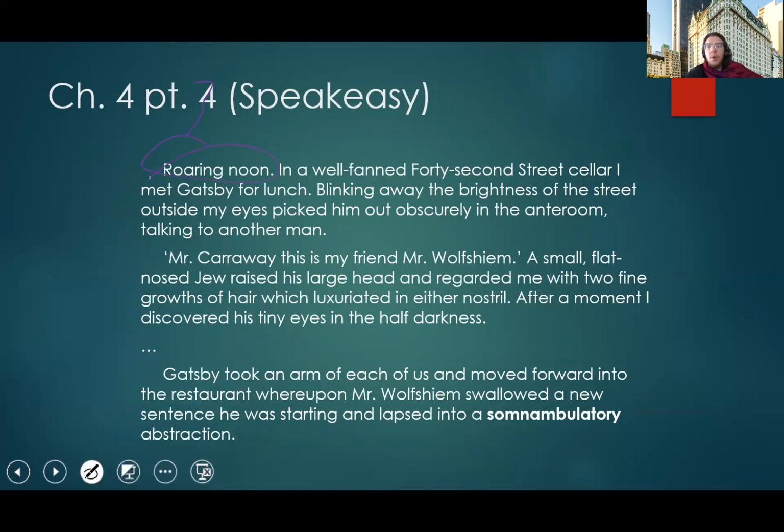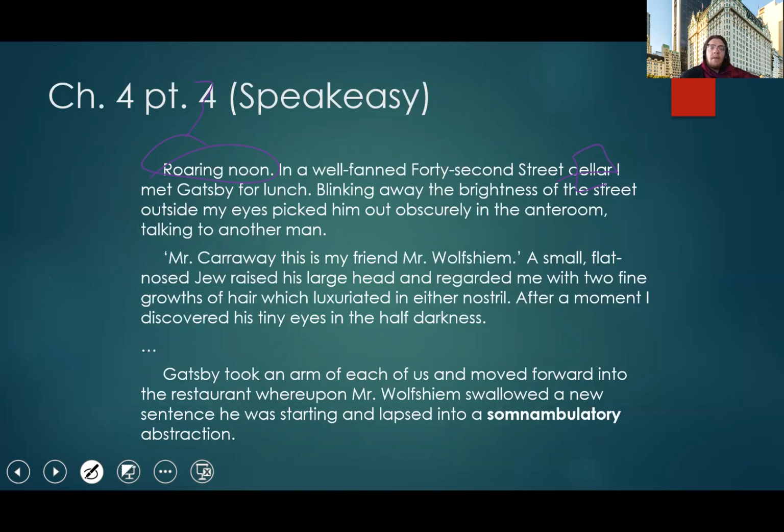Notice the roaring noon. Earlier in the previous chapter, Nick was about to get drunk and said, roaring drunk. And we are in a cellar. That indicates this idea of the speakeasy. Later on, they're going to say they can't be at the Hotel Metropole anymore because that's a public place. And so here they have to be somewhere else.